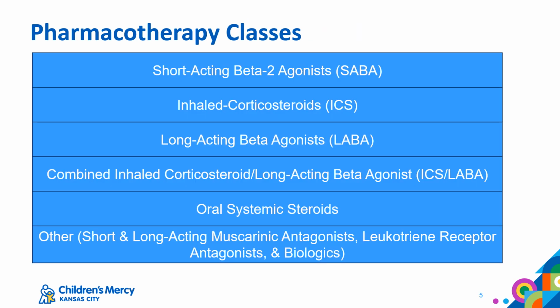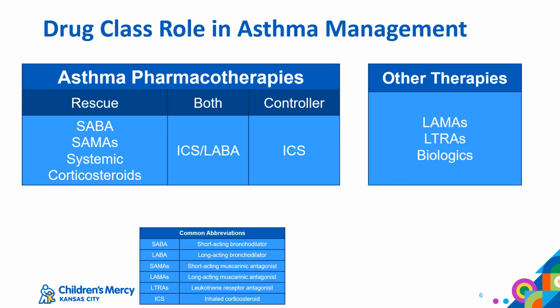There are multiple pharmacotherapies used in the management of asthma. Listed here are the most commonly used drug classes. We will discuss the most high-yield information of each drug class to help you in your clinical decision-making. The first important point to understand is that not all asthma medications are used for all clinical scenarios.